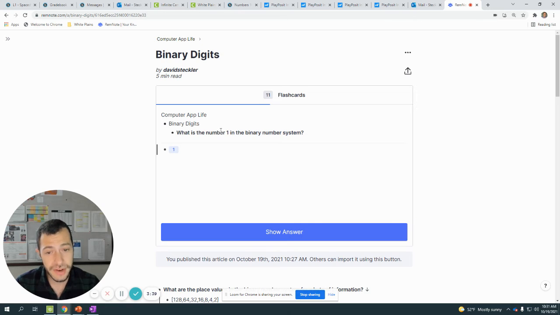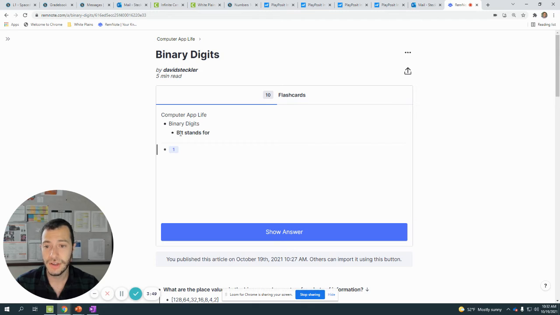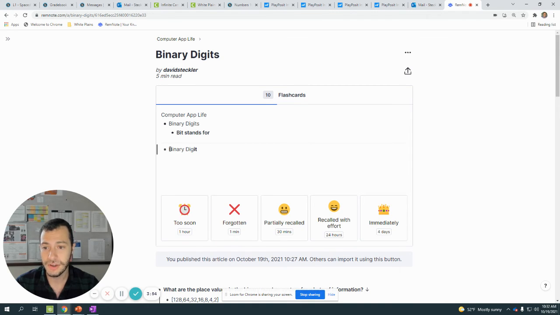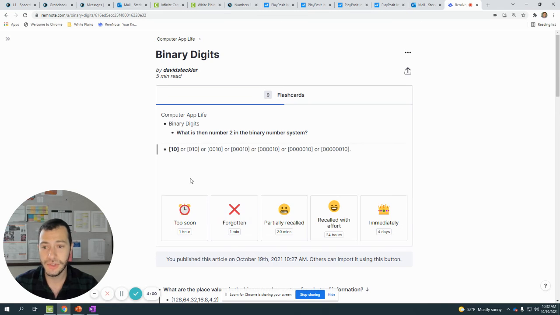What is the number 1 in the binary number system? Well, that's just the first digit. So we're just going to have 0, 1, or just 1 in the first one. Bit stands for, it's a condensed version of the words binary digit. So binary digit, if it's condensed, creates bit. The number 2 in the binary number system is just going to be 10. The 2 is on and the 1 is off.